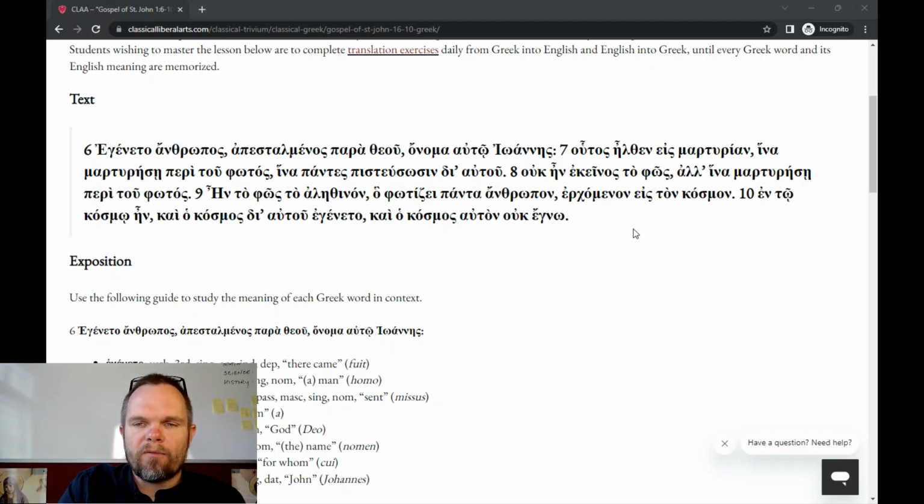So verse 10 reads, en to kosmo ein, kai ho kosmos di autu egeneto, kai ho kosmos auton uk egno. So there's our reading of verses 6 through 10 with a few notes on pronunciation. Hopefully it's getting a little easier for you. But let's now work through the exposition, going word by word through the text here.